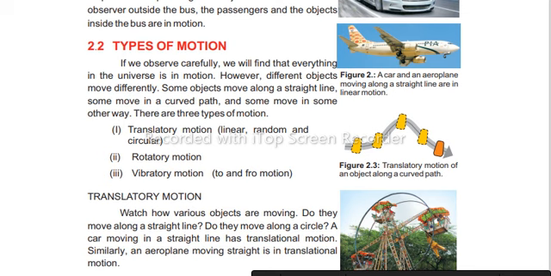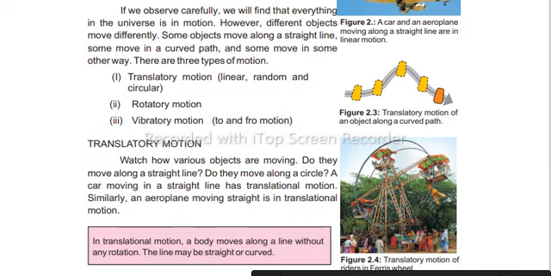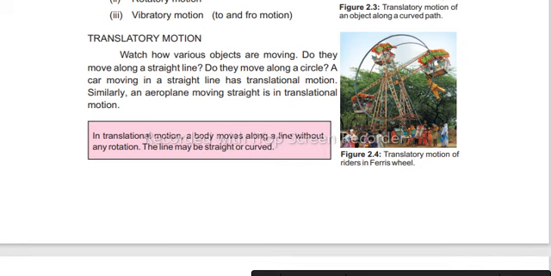There are three types of motion: translatory motion, the other name for which is random, linear, and circular motion. The second one is the rotatory motion, and the third one is vibratory motion. Now let's see what is meant by translatory motion or linear motion. Watch how various objects are moving. Do they move along a straight line? Do they move along a circle? Does a car moving in a straight line have translatory motion? Similarly, an aeroplane moving in a straight line is in translatory motion.